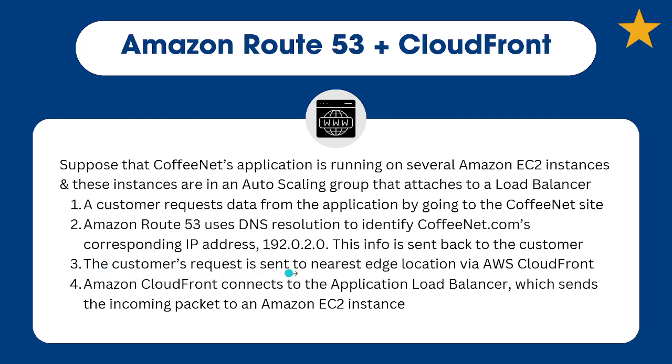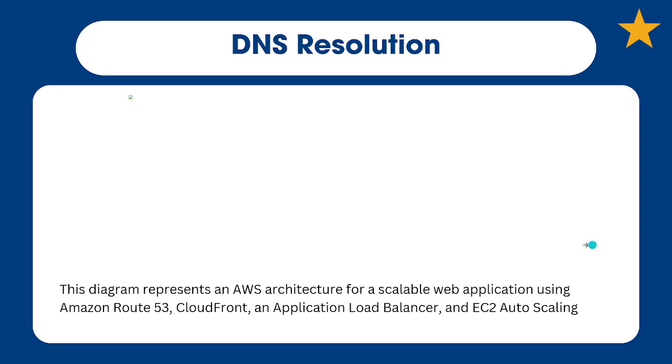So then the customer's request is sent to the nearest edge location via AWS CloudFront. Remember, CloudFront works with edge locations so that you get your content nice and quick, right? Even if your customers are really, really far away. So Amazon CloudFront connects to the application load balancer, which sends the incoming packet back to the EC2 instance.